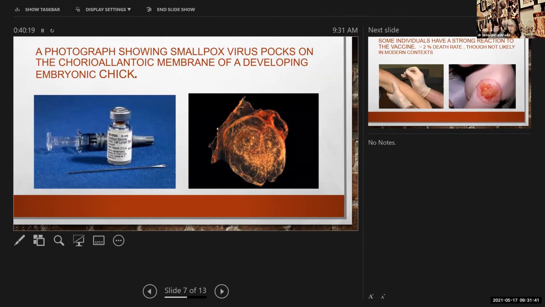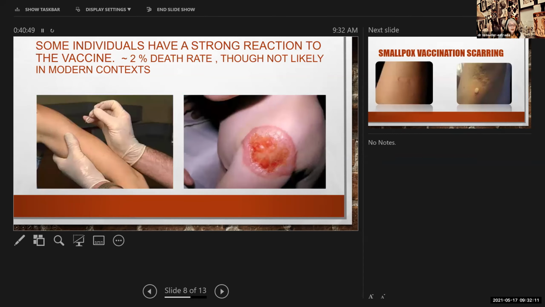Here is the smallpox virus, right? Those pustules or blisters, even on a heart. Again, I don't want to show you images of things that are going to make people too nervous about humans. So this is a chicken's heart, but right, we're related to all the other vertebrates and so forth. So here you can see, this is a real recent photo. Some individuals still today have a very strong reaction to the smallpox vaccine.